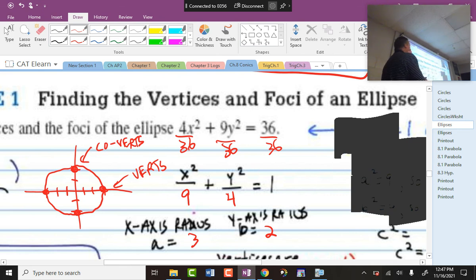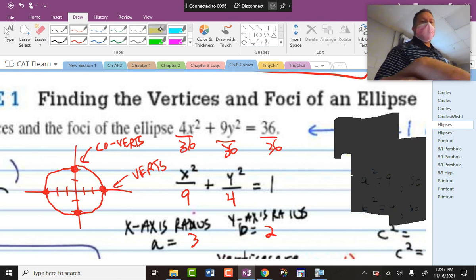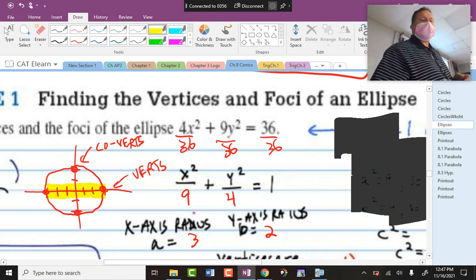The only other thing that you got to do is find the foci. Where should the foci be? Right, left, or up, down? 3, 2, 1, go. Which one's the longer axis? Right, left, or up, down? Right, left. So the major axis is this axis.